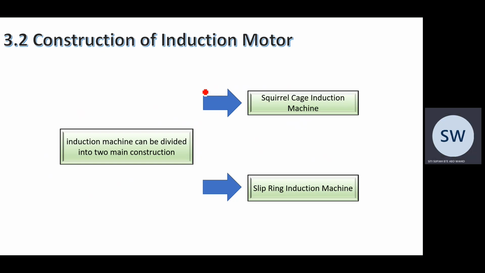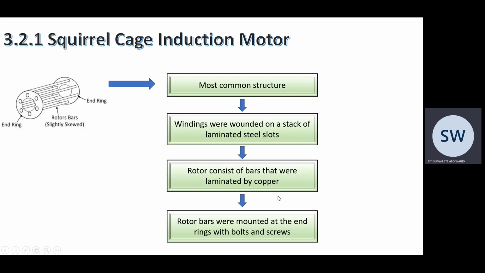Just now are the two main parts of any induction motor, but induction motor can be found in two types or two main constructions: either squirrel cage induction machine or slip ring induction machine. That depends on how the induction motor is built. For example, the first one, squirrel cage. As you can see, the rotor bars look like a squirrel cage.